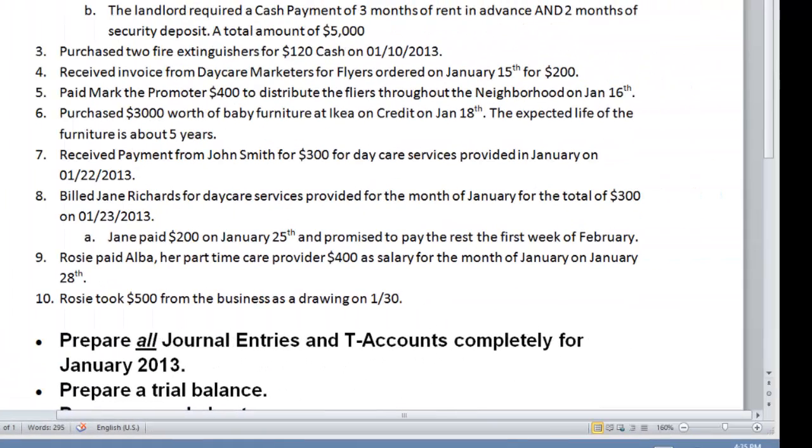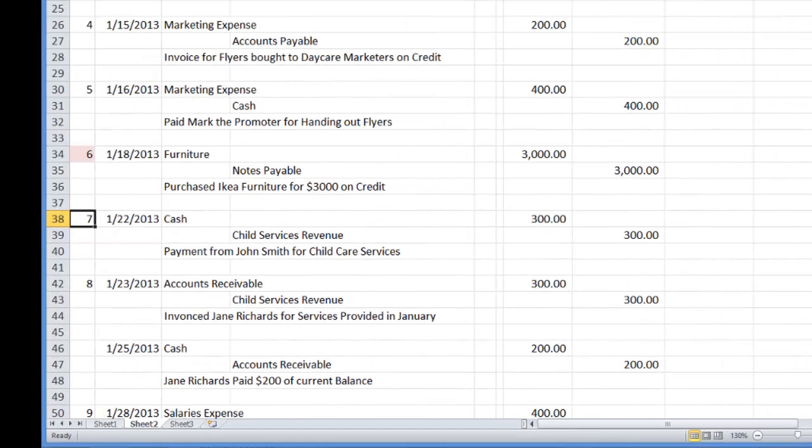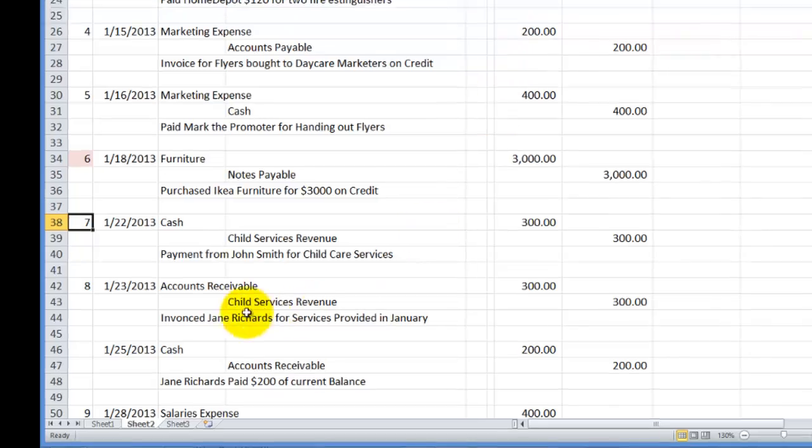Then we have number 7. We received payment from John Smith, $300 for daycare services provided on January 22nd, 2013. This is our first client. In this case, we receive cash, 300, cash, debit, and then this is revenue. Let's call it child services revenue, 300. And again, revenue increases capital, so it's a credit.